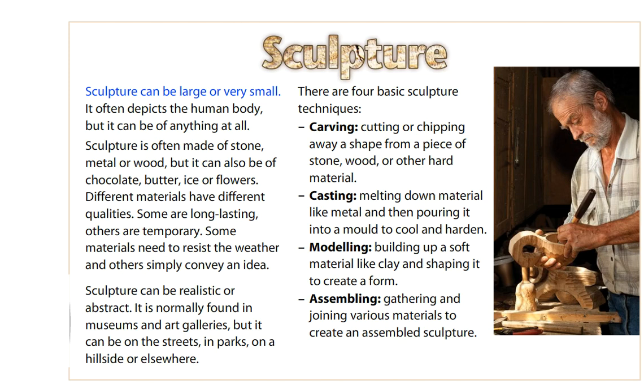Sculpture can be large or very small. It often depicts the human body, but it can be of anything at all. Sculpture is often made of stone, metal or wood, but it can also be of chocolate, butter, ice or flowers.